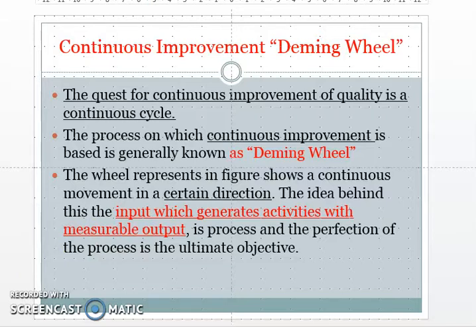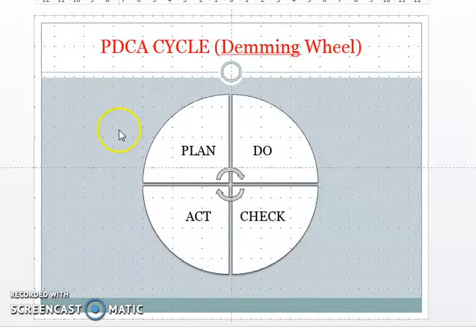Once again we can say that the main objective or goal is to improve the process and go for perfection. Just see this figure of what we have discussed. There should be a plan, then you have to do, you have to check, you have to act, and again you have to plan.